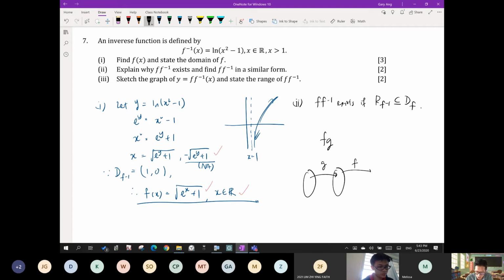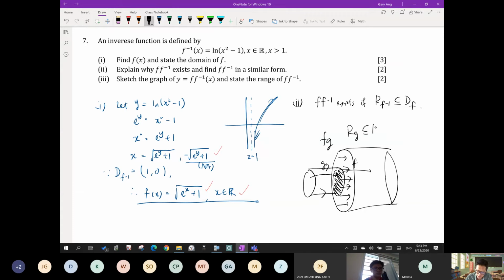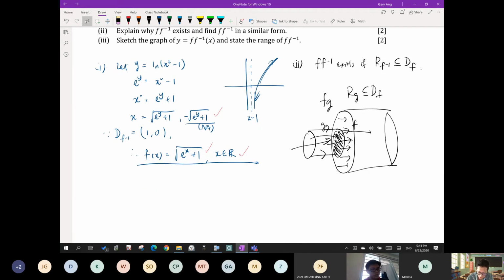Now the problem is you need to make sure that whatever comes out of this function must be able to fit into another function that is bigger, correct? So what comes out of g, what we call the range of g, must be able to go inside the whole opening of f, correct? That's why it's called subset or equal to the domain of f. Okay, so that's the logic. It's like a process. So if you one fine day have one machine that looks like this, this is the first one, right?